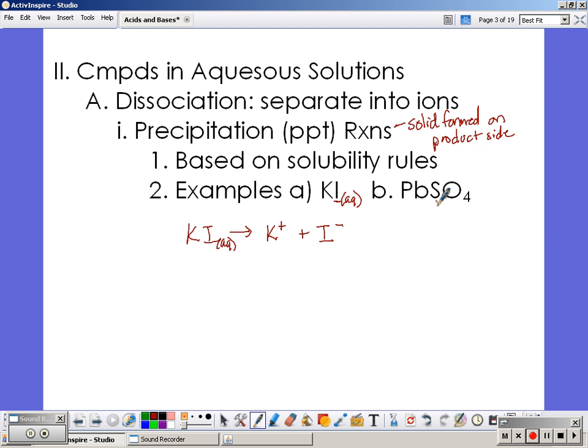Lead sulfate. So if I look at the rules for sulfates, all sulfates are soluble except calcium, strontium, barium, mercury, lead 2, and silver. So I'm with an exception. So it's no longer soluble, but a solid. So when I put lead sulfate into water, it doesn't do anything. It remains together as lead sulfate.